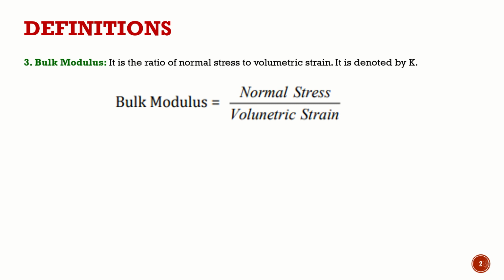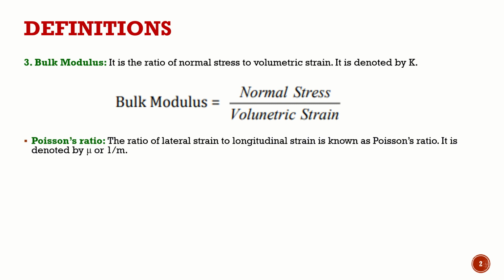Next comes bulk modulus. So bulk modulus is the ratio of normal stress to volumetric strain. So it's sigma n by EV. And last comes Poisson's ratio. Poisson's ratio is not an elastic constant, but Poisson's ratio has a relationship with the other three elastic constants. So basically, Poisson's ratio is the ratio between lateral strain of a body to the longitudinal strain.